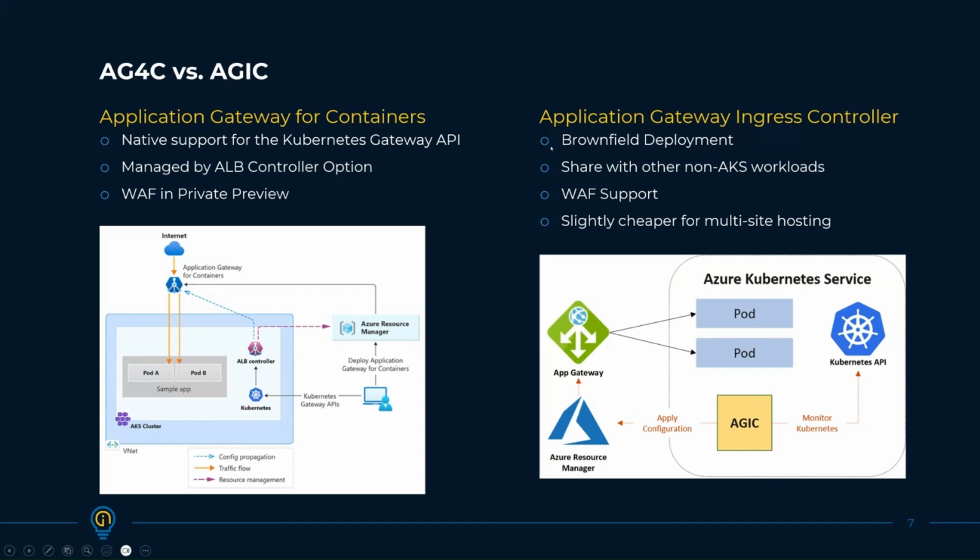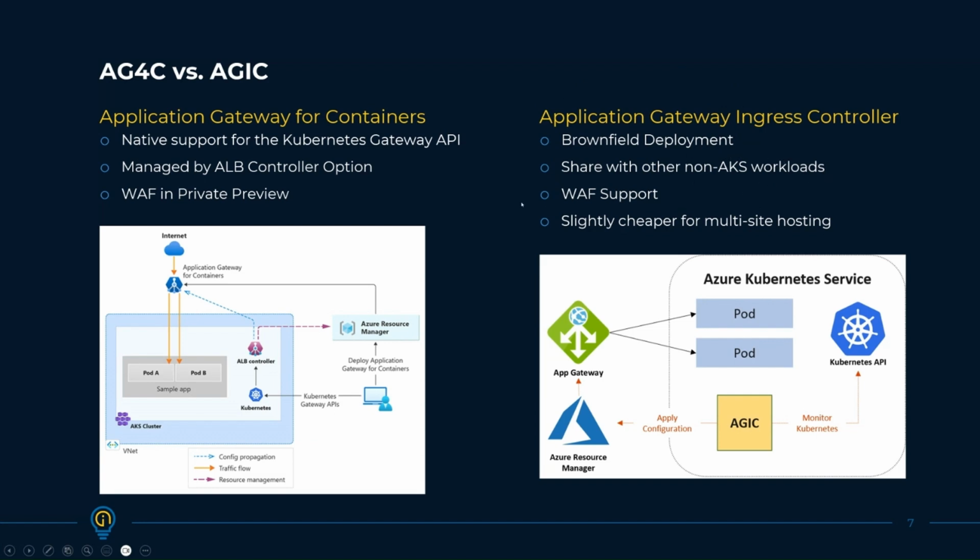It does also have some really great features. For example, it supports brownfield deployment. If you have an Application Gateway that is already deployed for other services, for example, for your VM-hosted web application or your Azure web app, you are able to use the same Application Gateway for your Kubernetes service as well. That's what I mean. You can share it with other AKS workloads.